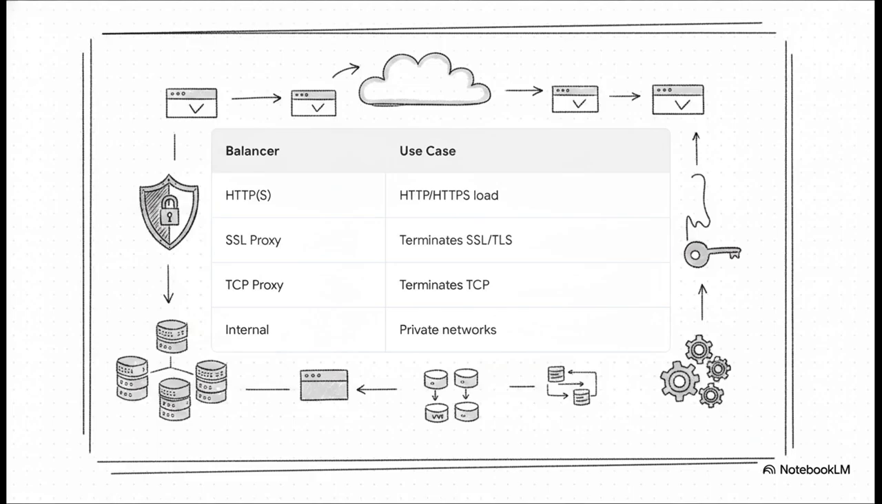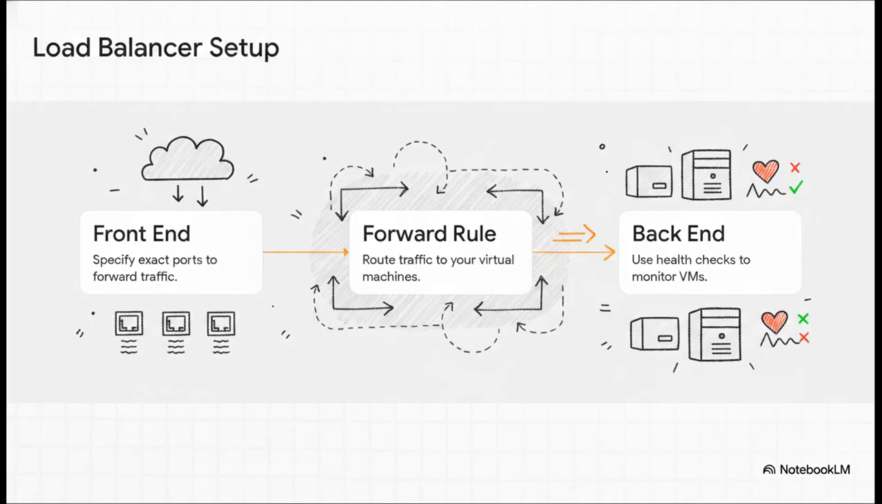TCP/UDP balancer. When you actually sit down in the console to configure something like a TCP proxy load balancer, it's basically a 3-step process. First, you configure the front end, which is where you specify the exact ports that should have their traffic forwarded. Then you set up the forwarding rule, which tells that traffic how to route to your virtual machines.